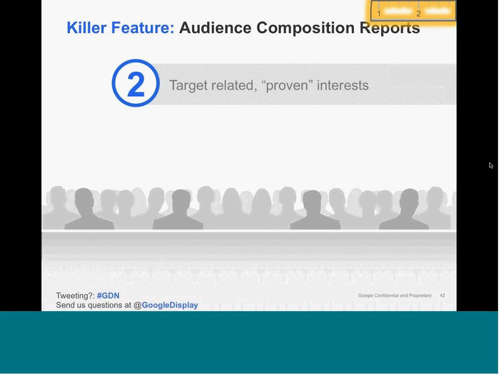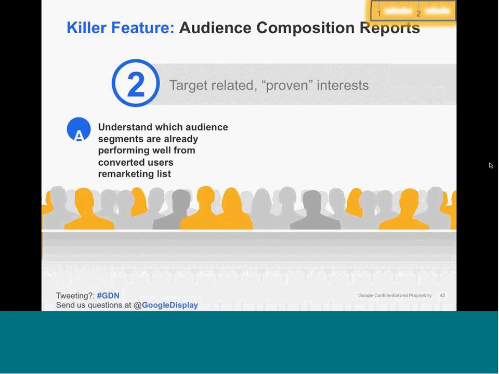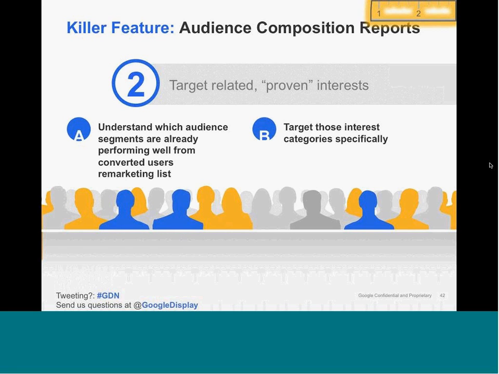Once you're running on interest categories that are related to your products, you should think about expanding to interest categories that already might be performing well. Some of the most sophisticated advertisers are using this strategy to scale their audience targeting in a way that makes sense. The killer feature that they're using is the audience composition report. If you have existing converted users remarketing lists, you can actually see what interests your converted users fall into, and you can target those interests. Note that this report is only currently available for advertisers working with an account team.